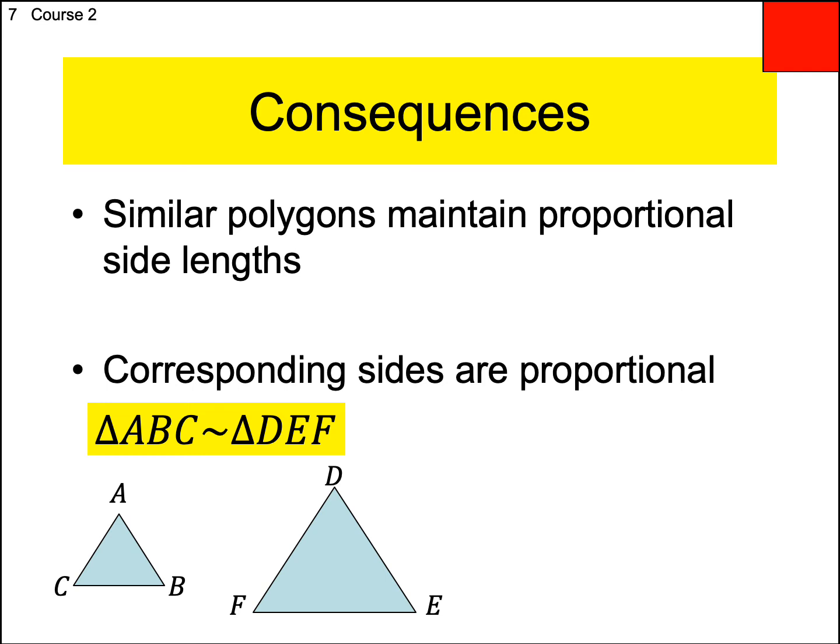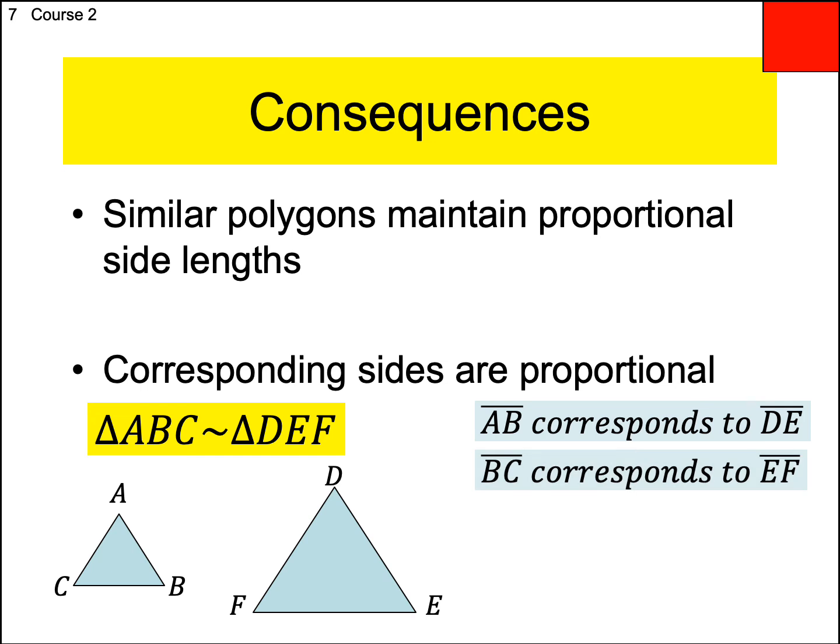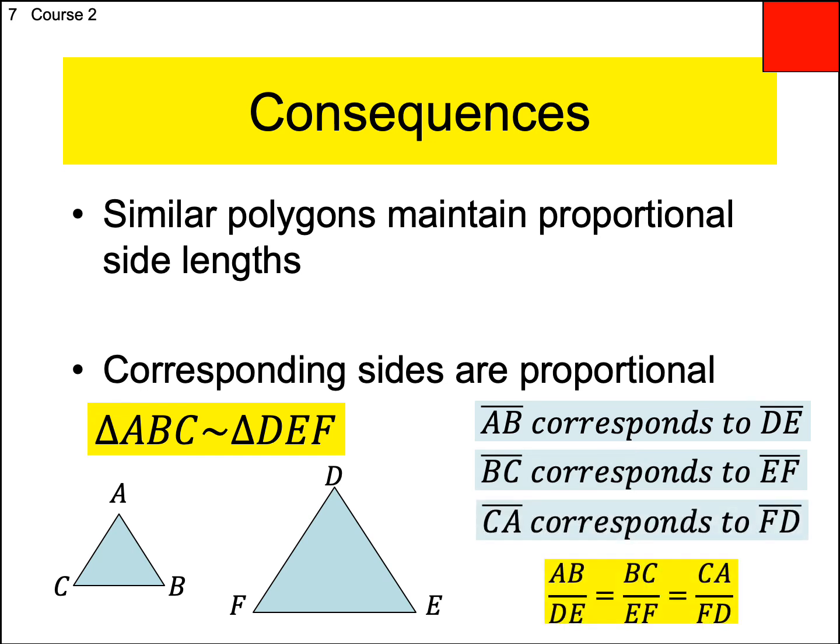Well, which side corresponds with AB? Well, I can either, because I have these 2 triangles oriented exactly the same way, or I can look at the similarity statement. AB is the first 2 letters, so it would correspond to the first 2 letters of the second triangle. So that would give me AB and DE. They are corresponding. Let's look at BC, the bottom part of the small triangle. BC would correspond with EF, and the last one, CA, would correspond with FD.